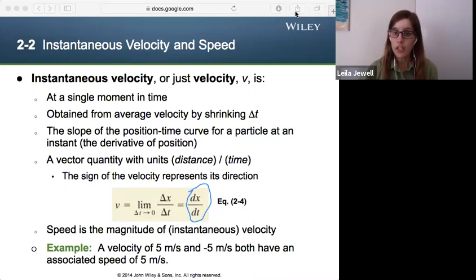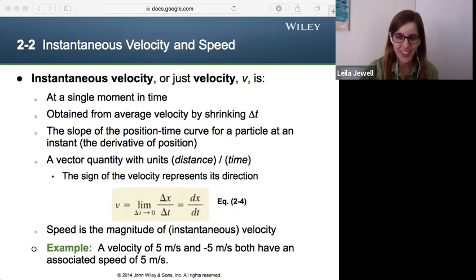Now speed is the magnitude of the instantaneous velocity. So again, if you just hear speed referenced, it's assumed that it's referring to the instantaneous velocity. So a velocity of 5 meters per second versus a velocity of -5 meters per second both have the same speed of 5 meters per second, right? It doesn't matter which way you're going on the highway, the police officer will know exactly how fast you're going. So if you're going the wrong way on the highway, you might get a ticket for another reason too.